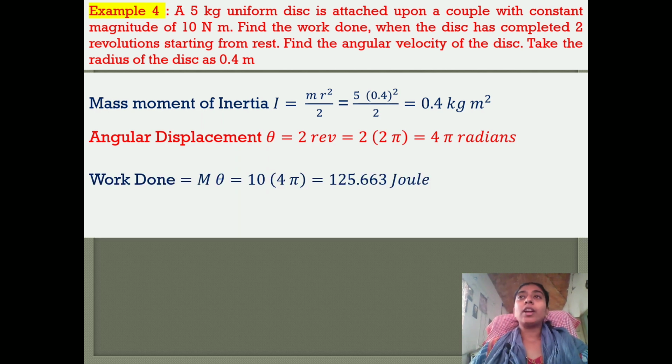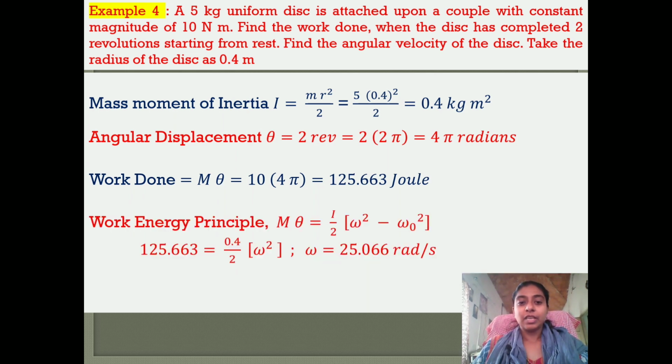Now we know work done is equal to force into displacement. Since it is rotation, force is replaced by moment. So moment into angular displacement. Moment is given as 10, angular displacement is 4 pi. So we get the work done as 125.663 joules.